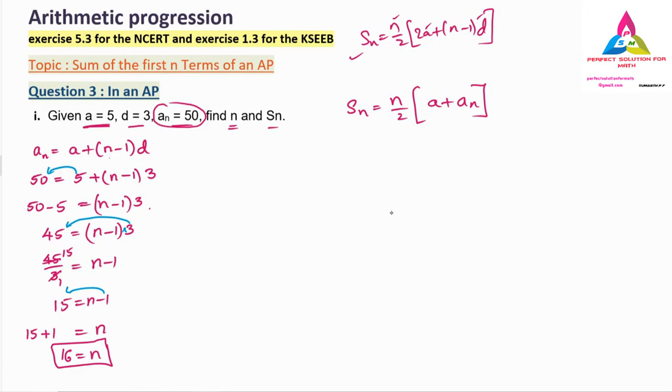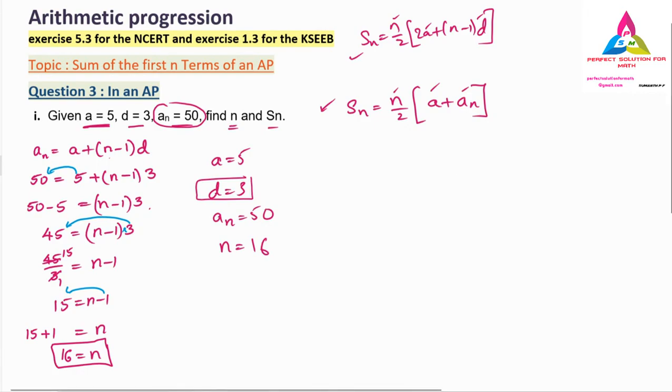And coming to the second formula, the easy formula: the n value we know, the a value, the first term, we know, and we also know the last term. So we can go for this formula also. I will move on to the second formula, because everything is known: a is 5, d is 3, an is 50, and n we need, that is 16. The d value is not necessarily needed for this formula. So we have to substitute and then find the answer.